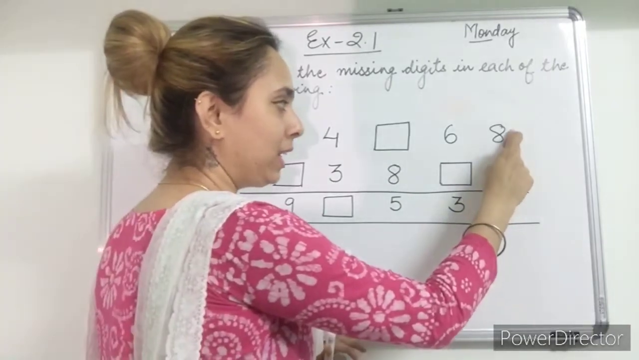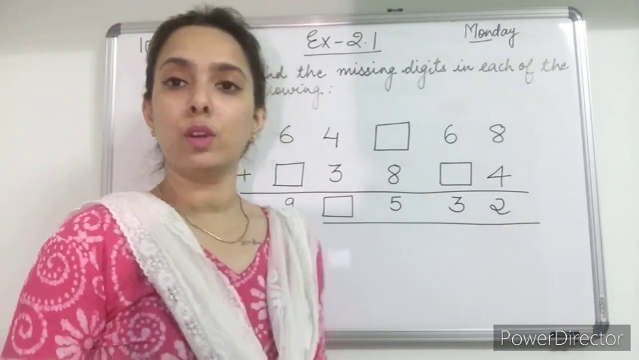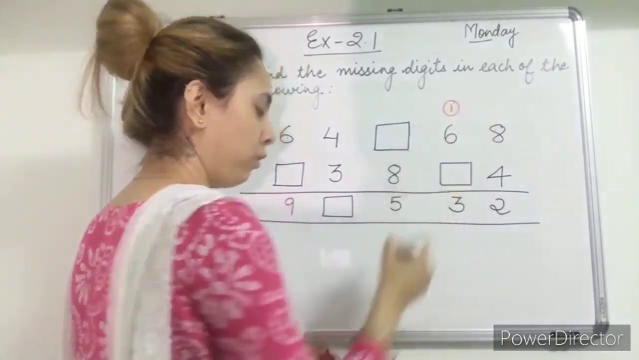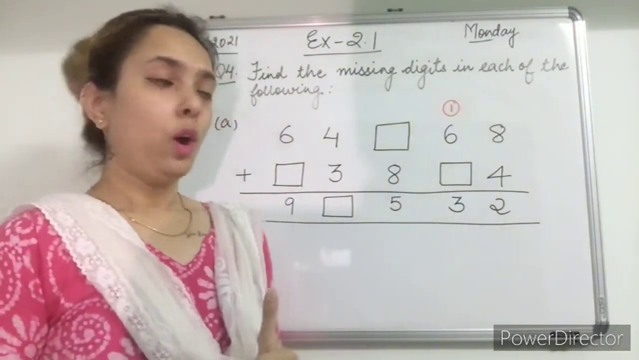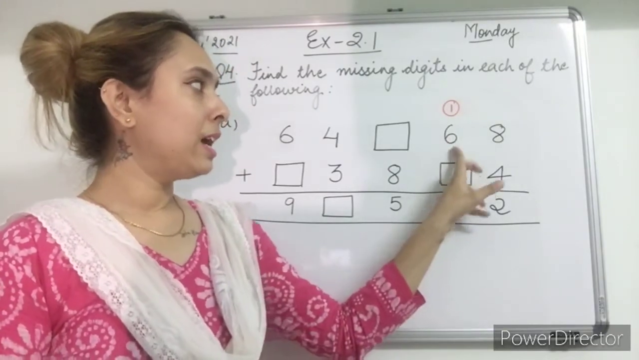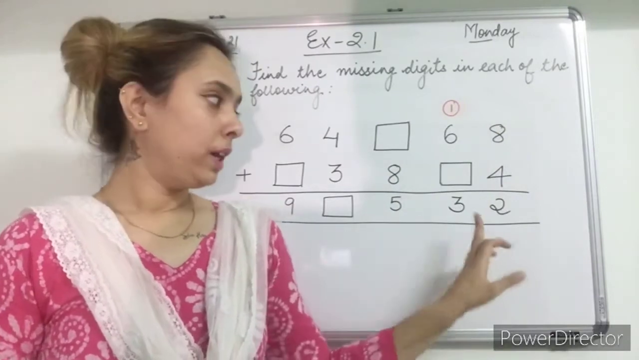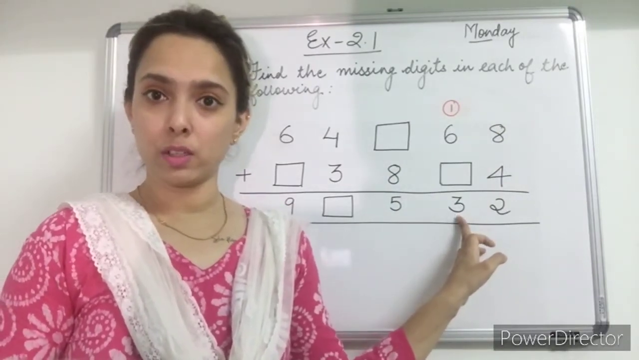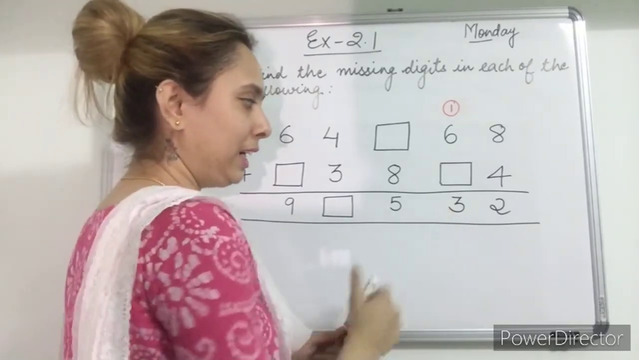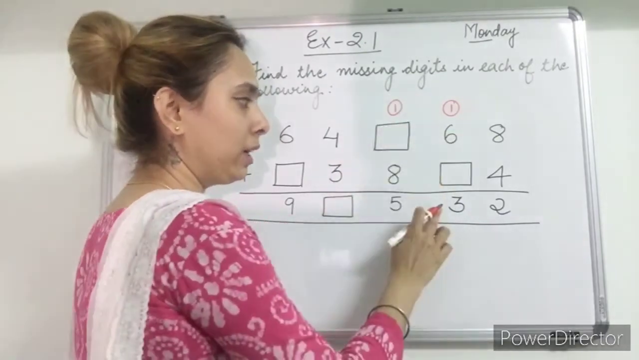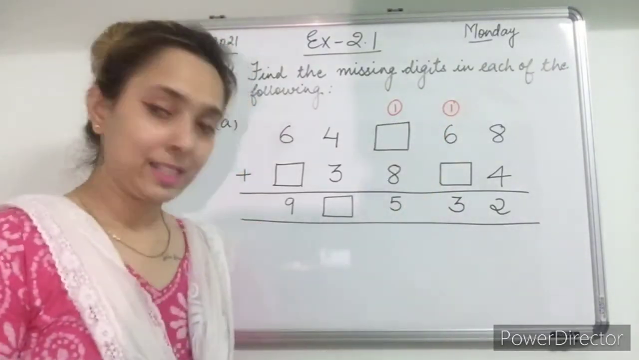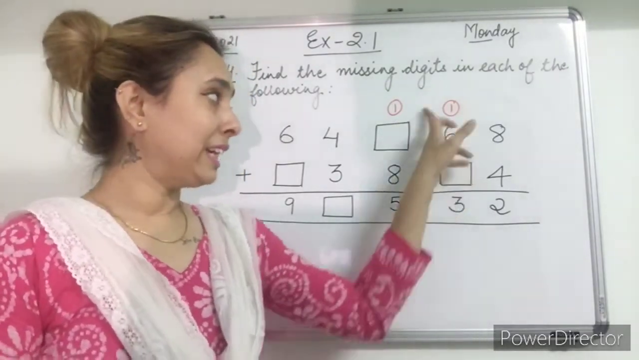We all can see that 8 plus 4 is 12. So 2 is written here and 1 will be carried over. Next step. We all can see that in the sum 3 is written and here we have 6 and 1. So here the answer 3 is written, but the answer must be 13. So this 13's 1 will be carried over, and now we will try to find out the missing number here. 6 plus 1 is 7. 7 is the sum of 6 and 1.